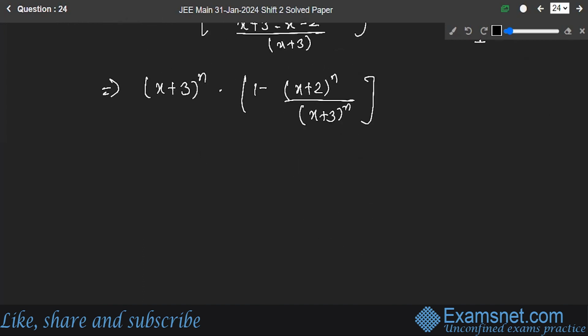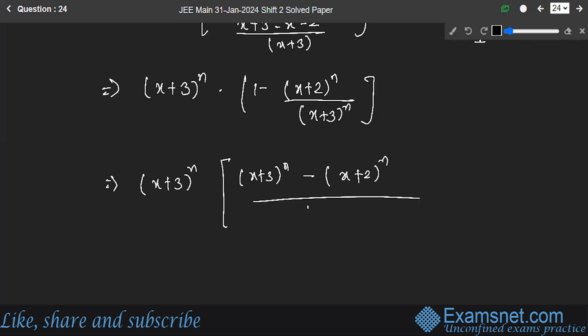Let's take the LCM again. You will have (x+3)^n and (x+2)^n divided by this, so they will cancel and you will have (x+3)^n minus (x+2)^n.